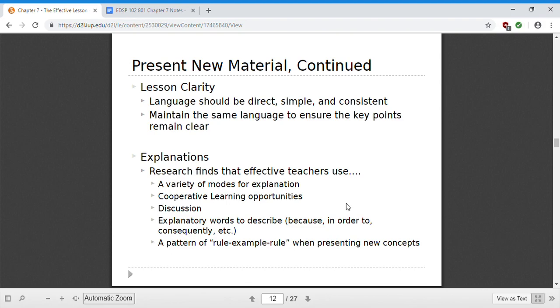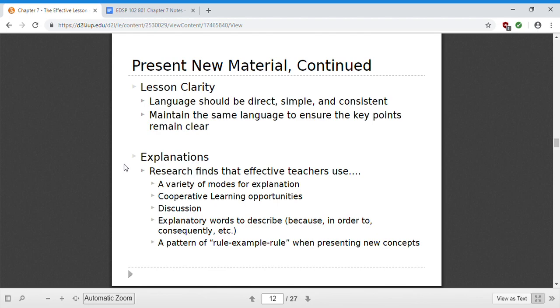You want your lesson to be clear. The language that you use should be appropriate: direct, simple, consistent. Throughout your lesson, you want to maintain the same sort of language to ensure that the key points you're striving to drive home remain clear. And additionally, explanations are really important. So not only are you stating the information, but you're explaining why that information is, and how that information can be used.